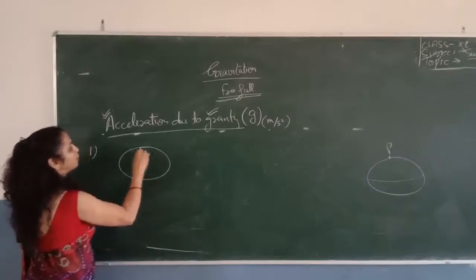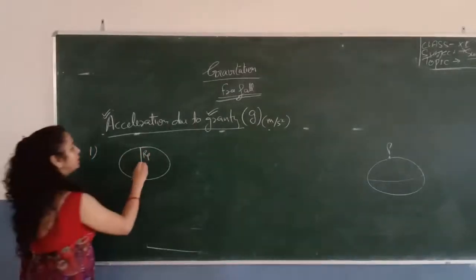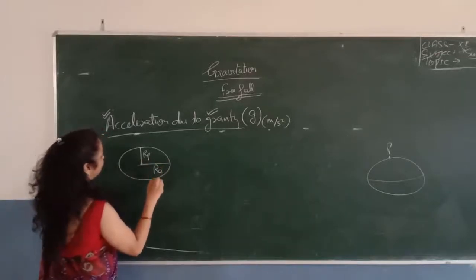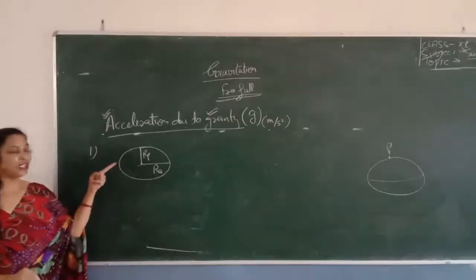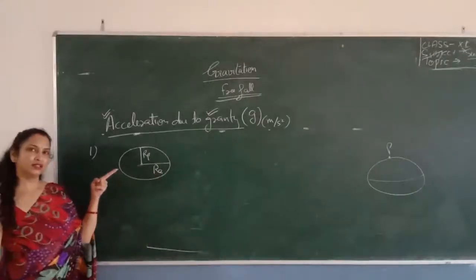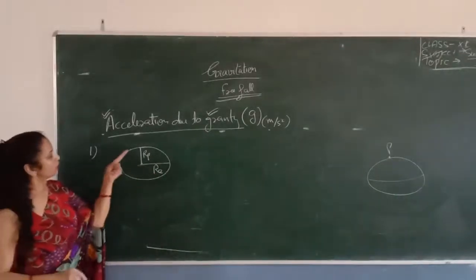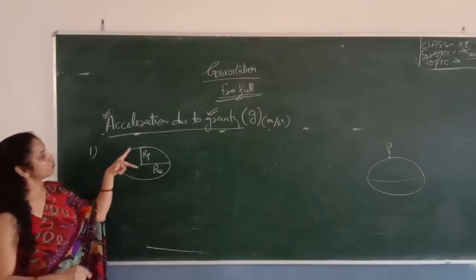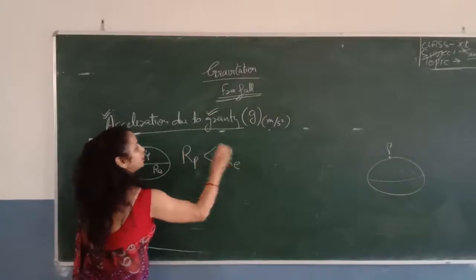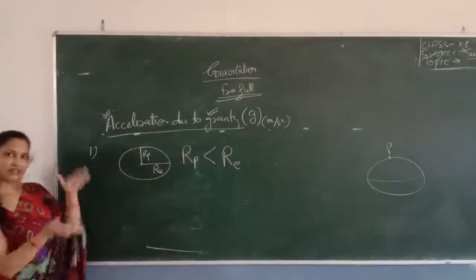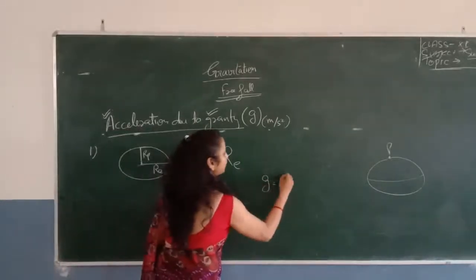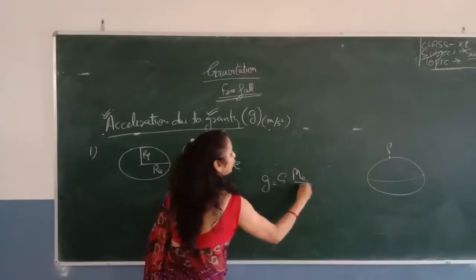So it means the radius at the pole, this is the radius of the pole, I am representing it by RP. And this is the radius of the earth at the equator, I am representing it by RE. RP represents the radius at the pole and RE represents the radius at the equator. Now, the radius of the pole is less as compared to the radius of the equator because it is flat. And according to the formula, we know that g is equal to GM upon RE square.